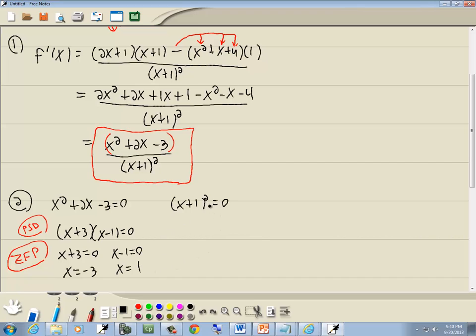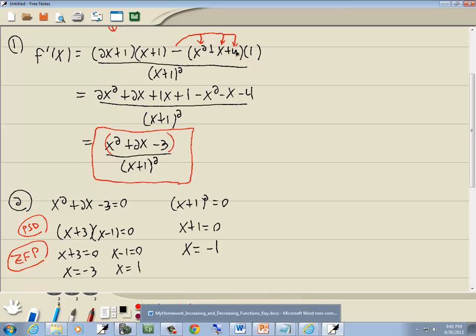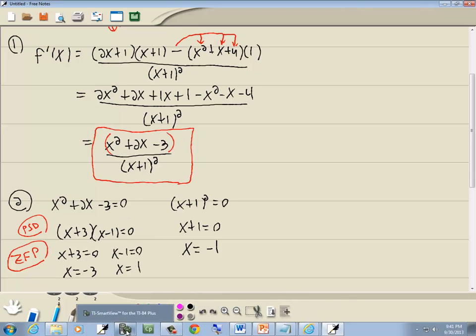Now back over to this one. We got parentheses to a power equals 0. Again, you drop the power, and you just set what's inside the parentheses equal to 0. So we got x plus 1 equal to 0, and then solve that, and we get x is equal to negative 1. Let's go plug this into the calculator before we build our table of intervals.